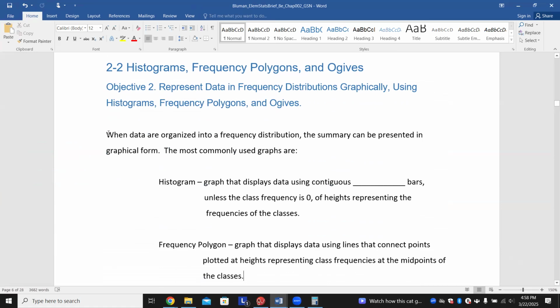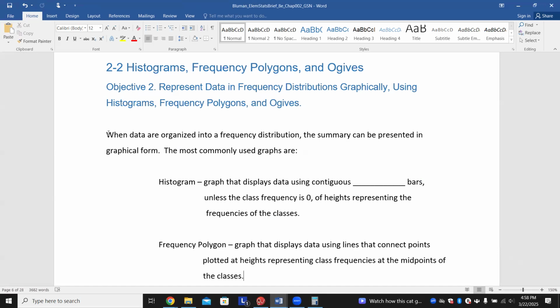Frequency polygons, and Ogives. Ogives are again just cumulative frequency distribution graphs, but we'll talk about that here in this second. So in objective 2, we want to represent data in frequency distributions graphically using histograms, frequency polygons, and Ogives.